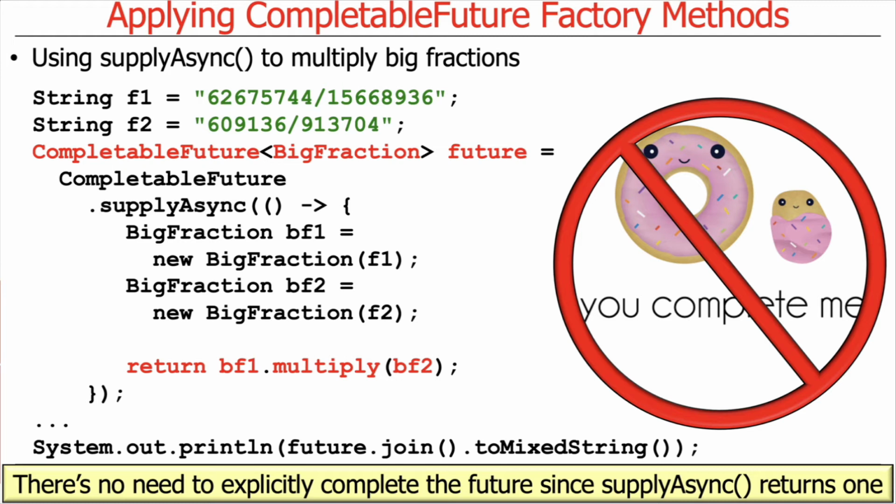Likewise, unlike the previous example, there's no need to explicitly complete the future, since supplyAsync returns a completable future. When you call supplyAsync, you get back a completable future. And so there's no need for you to do any complete here. You simply return the result when you're done. And that will then find its way back to whoever's joining with it or whoever's waiting for the next stage in a completion stage, if we happen to chain these things together, which we're not doing here, but we will do once we talk about completion stage methods.